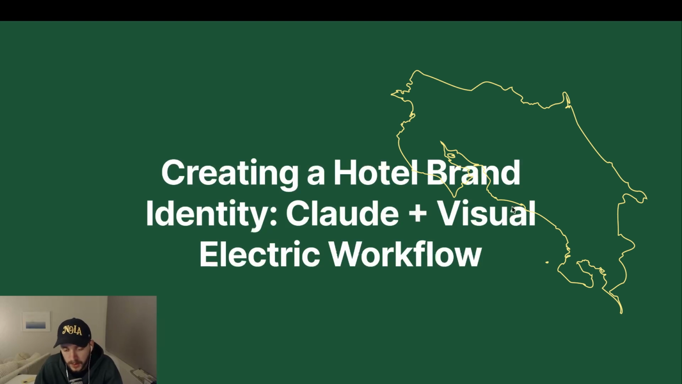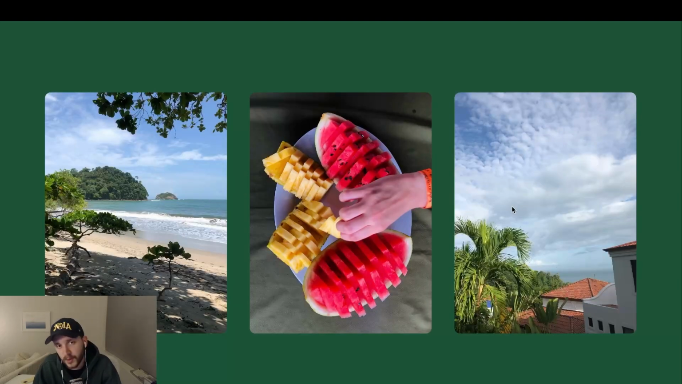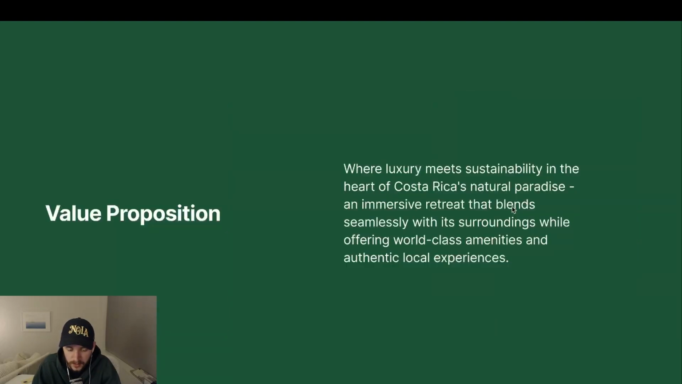Alright, so this project actually got started with a design prompt from Sharpen.design. I've used them before for inspiration, portfolio projects, just having fun. I really like this one, and a few years ago I took a trip to Costa Rica with my family, and ever since then I want to do something associated with Costa Rica, and I can't wait to go back there. So just quick value prop, what we're going for. A little luxurious, nothing too crazy.